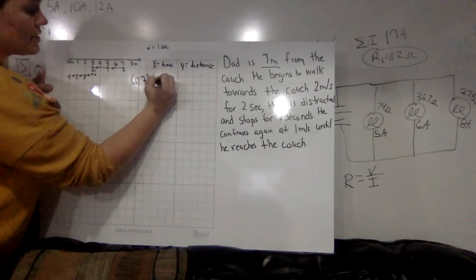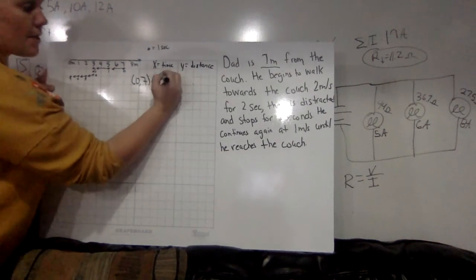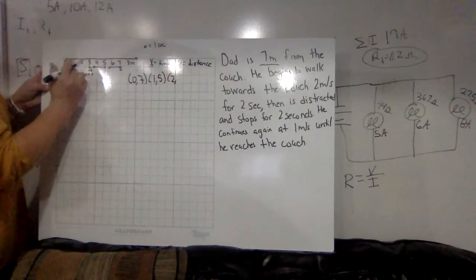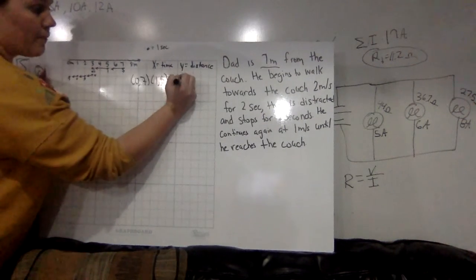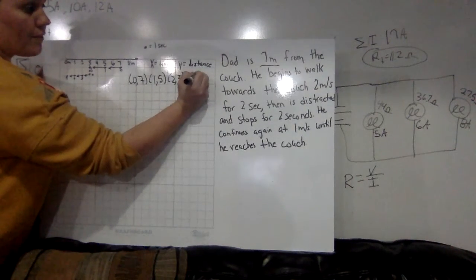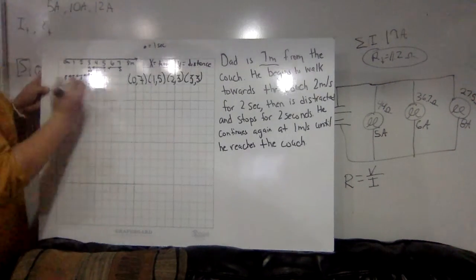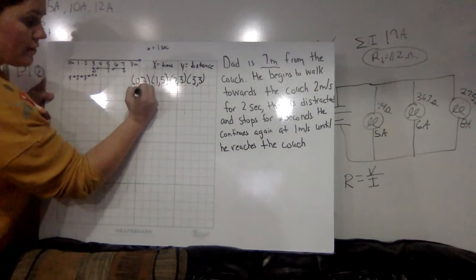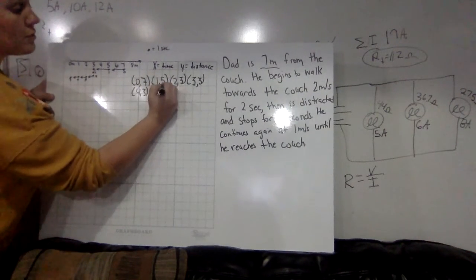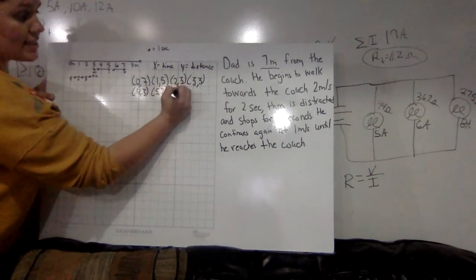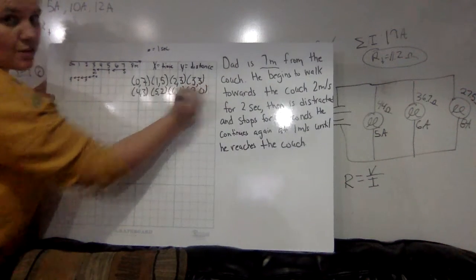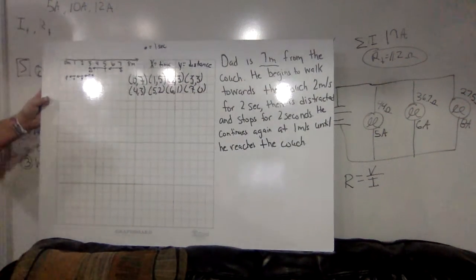At 1 second I'm at 5. At 2 seconds I'm at 3. At 3 seconds I'm at 3. At 4 seconds I'm at 3. At 5, I'm at 2. At 6, I'm at 1. And at 7 seconds, I'm at 0, or he is at the couch.